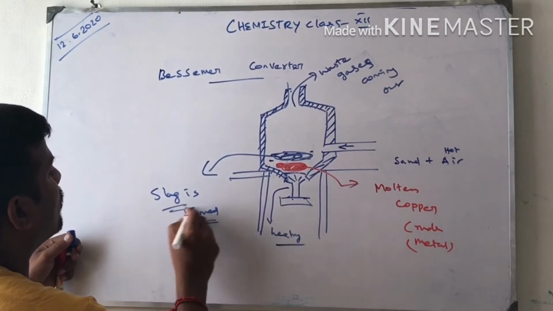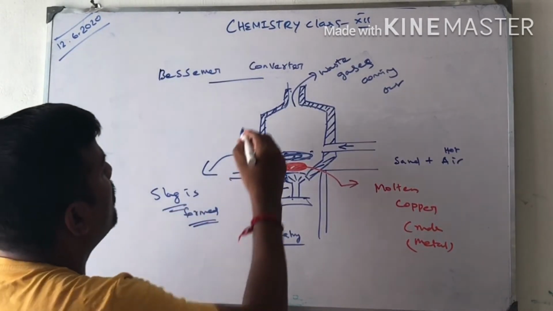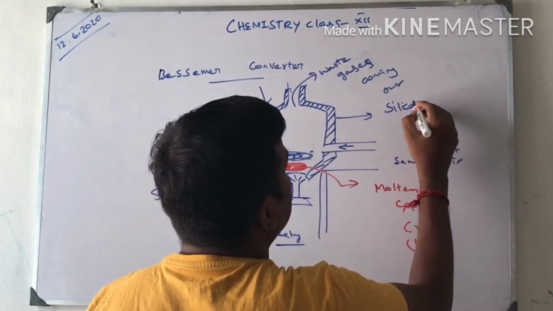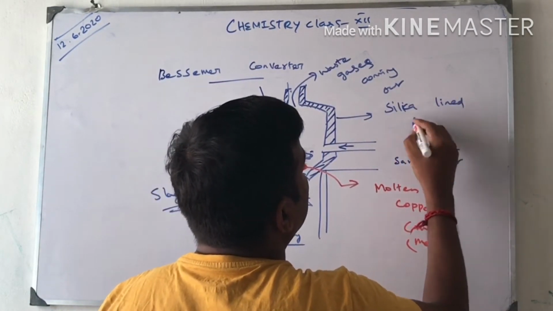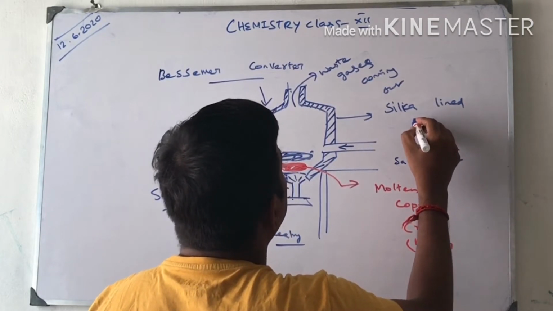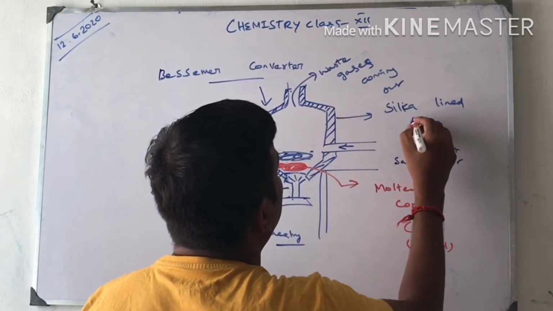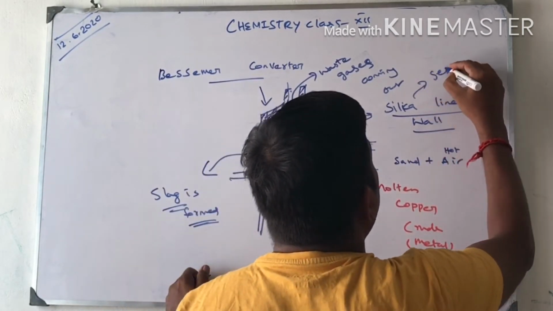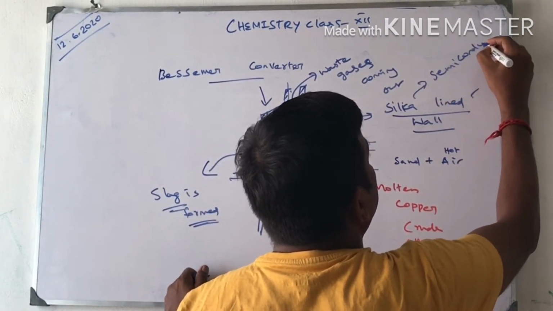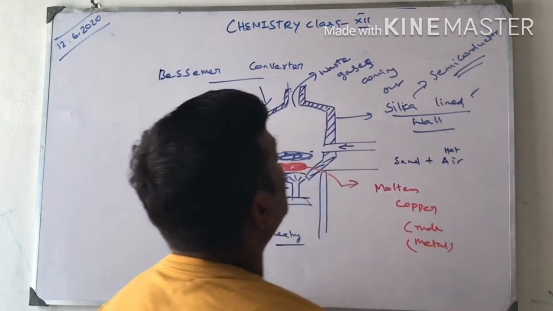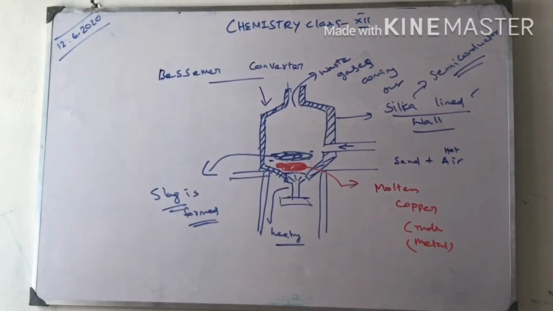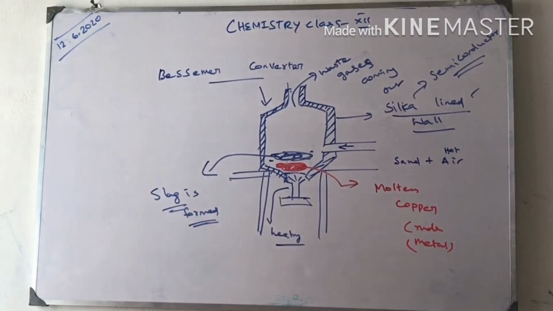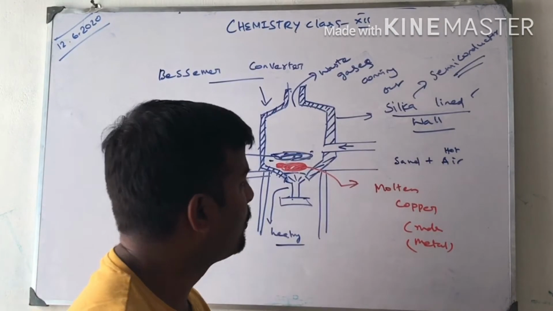So this is similar to the extraction of iron. This is called the Bessemer converter. It is a silica-lined wall. Silica is a semiconductor, so it can withstand high temperature. So this is the silica-lined wall, and this is your Bessemer converter. It is used for removing the impurities, the copper impurities.